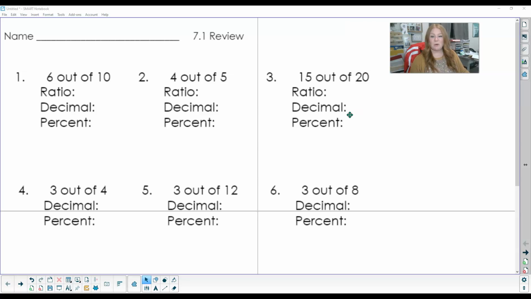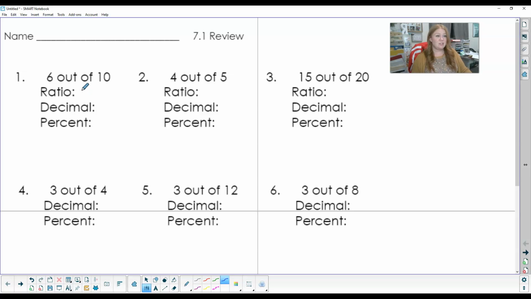For our 7.1 review, you should have this paper in front of you. And then we are going to go ahead and set these up. So what we want to remember is that when we are making percents, the word percent means per 100. There's 100 cents in a dollar, per cent, per 100. So every time we want to make it out of 100.